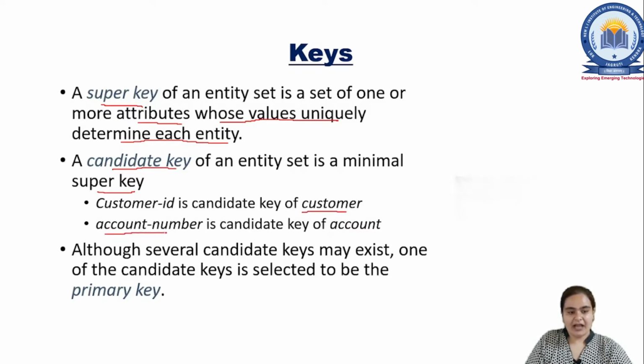Then we have account number, which is a candidate key for the entity set account. Each account is identified by its number. Although we can have several candidate keys, we need to select only one candidate key, which will serve as a primary key and will be used for all other correspondence for identifying a particular entity instance.